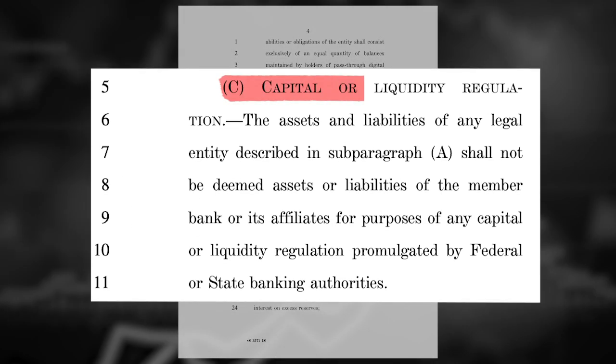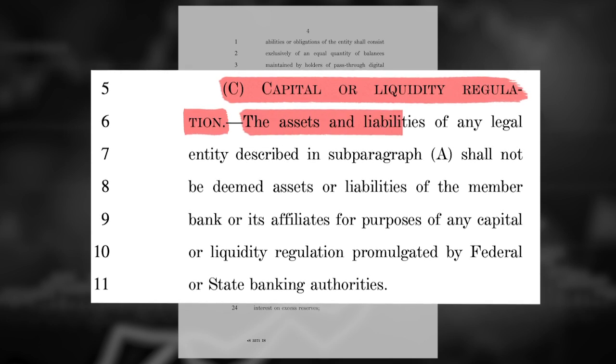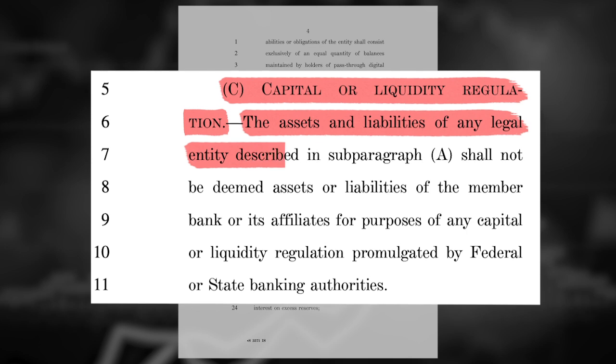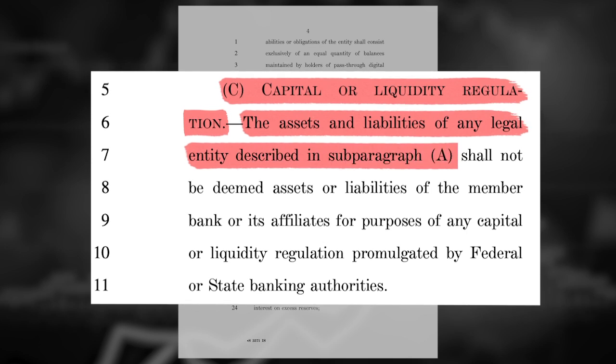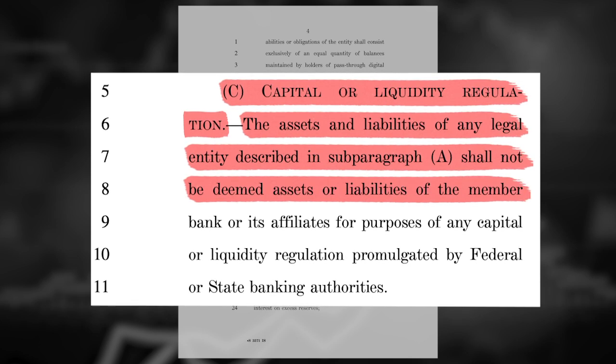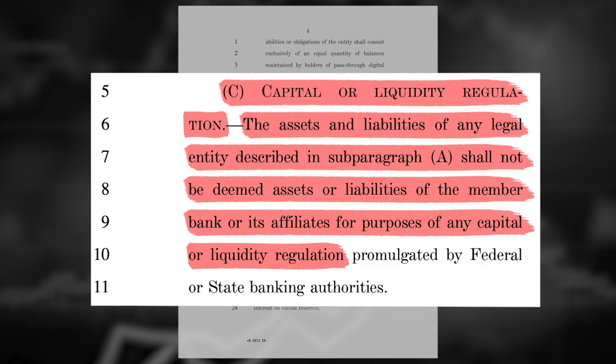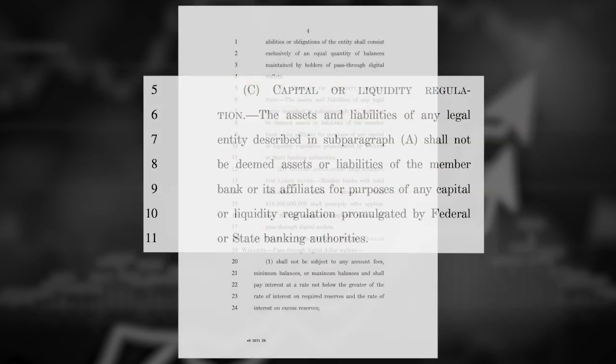And the capital or liquidity regulations for this special purpose vehicle and how it interacts with the banks. The assets and liabilities of any legal entity described in subparagraph A, that's the special purpose vehicle, shall not be deemed assets or liabilities of the member bank for purposes of any capital or liquidity regulations, such as Basel III.